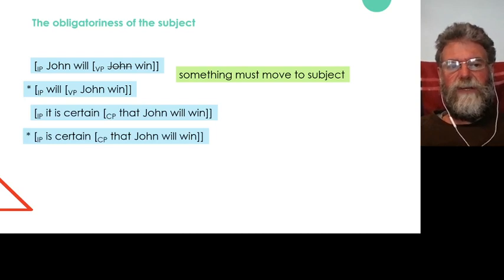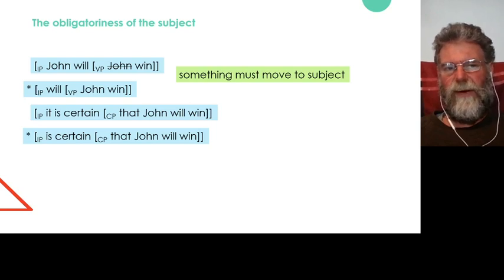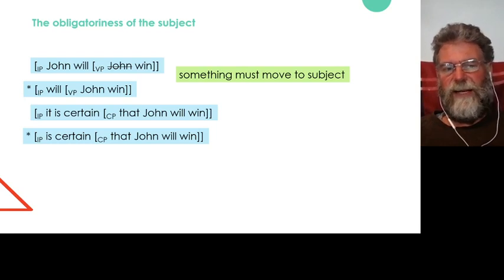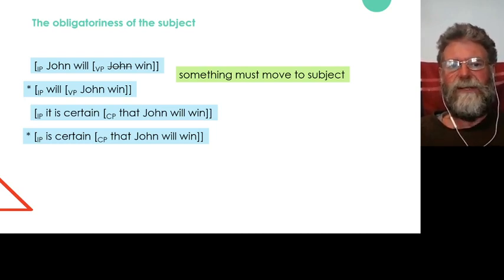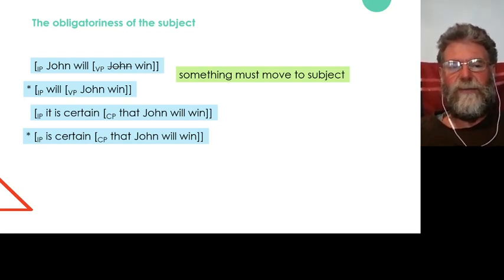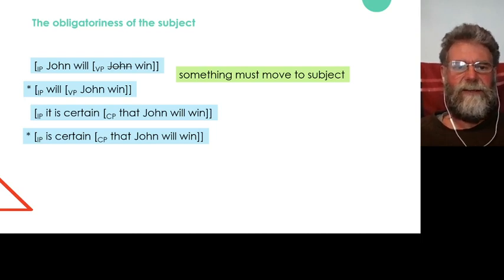Another set of observations which come to the same conclusion is what happens if we do have predicates that themselves don't have subjects. So, for example, an adjectival predicate like certain is basically a one-place predicate. It has one argument, and the argument that it has is the clause that follows it. So what is certain here is that John is going to win. Certain then doesn't have its own subject argument, and yet in the sentence you put something in that subject position. You get it is certain that John will win.